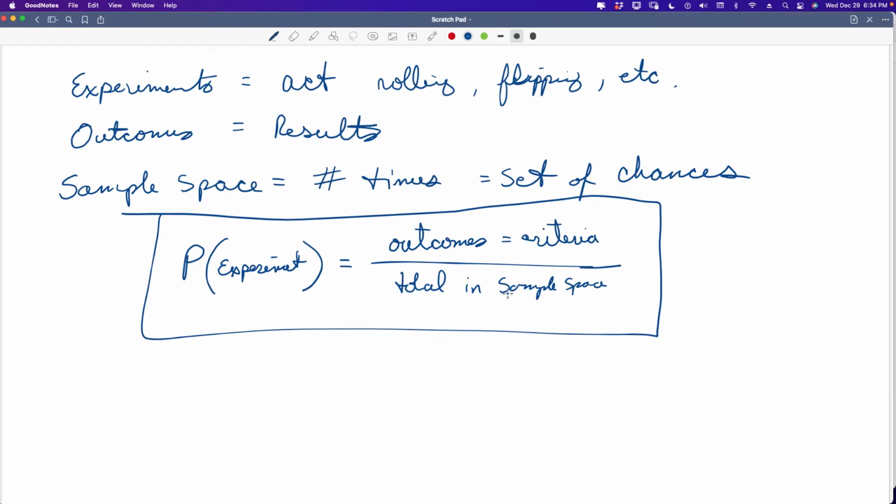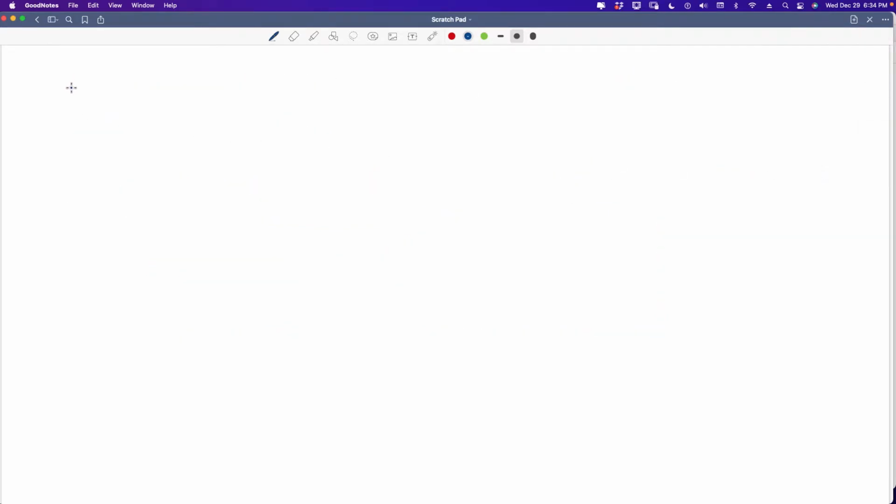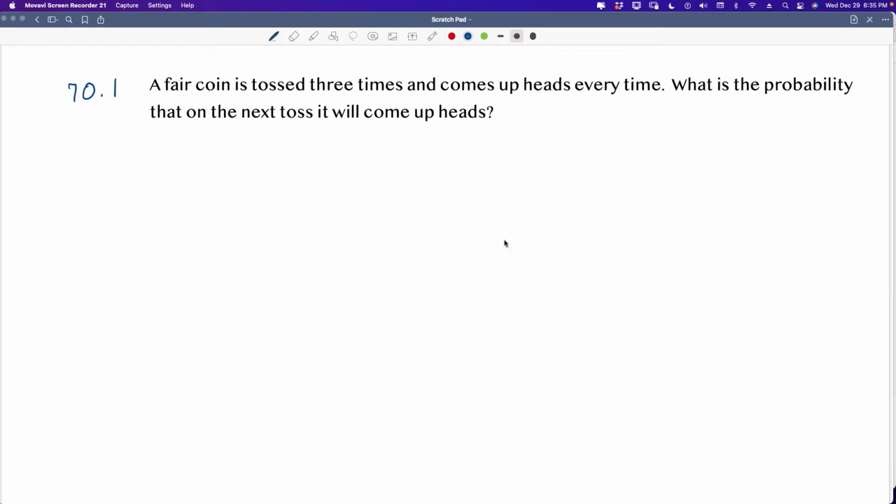Write this down, and then pause and write it down, and then go ahead and press play. I'm going to clear the page. So pause this to get all your notes in, and then let's do 70.1. I'm going to type this so you can read it for yourself. So give me just a moment to do that. All right, so here we have 70.1.